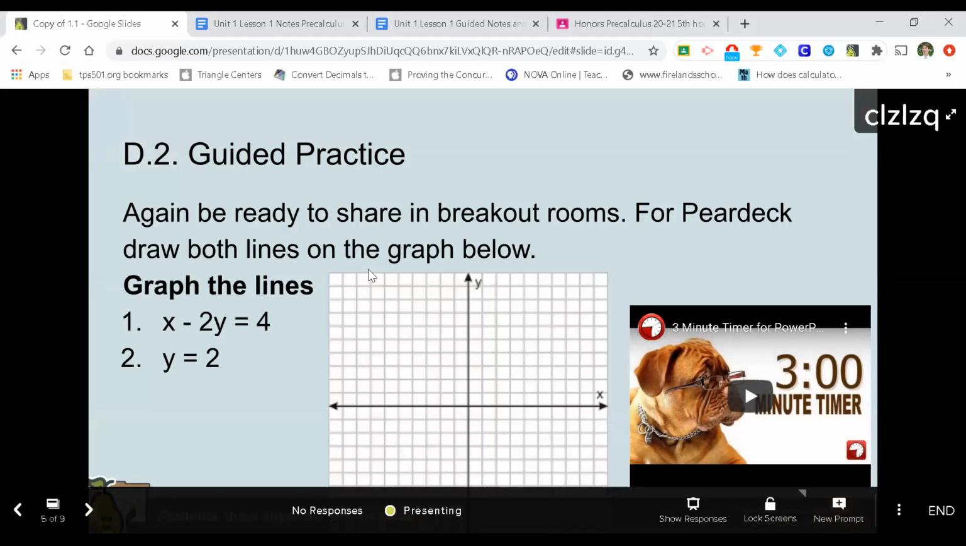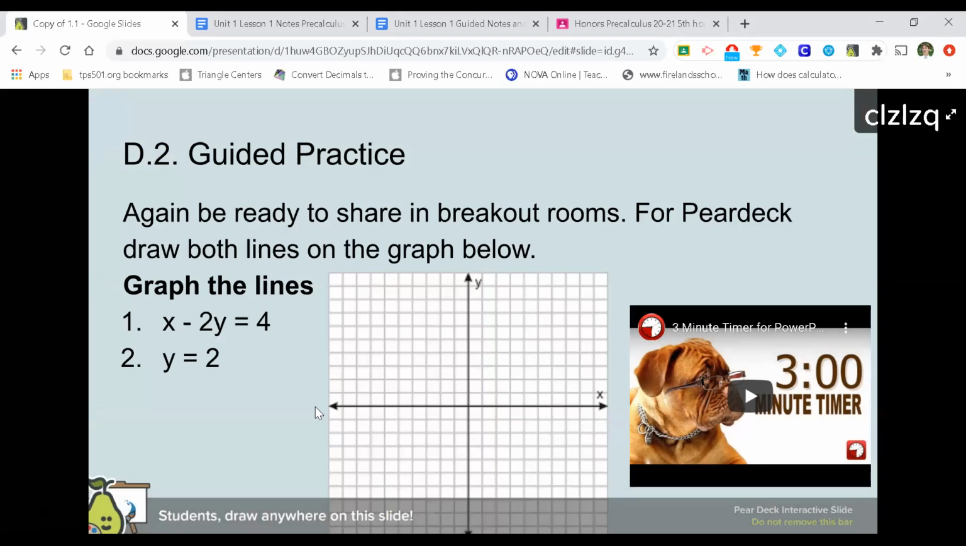Okay. All right. Now you get to do a drawing slide. Oh, you haven't been able to do a drawing slide in Pear Deck yet, have you? You can draw both of these graphs on the actual graph on your screen using your finger or your stylus.